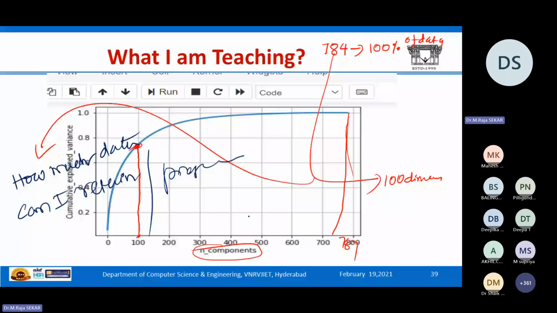I already discussed what explained variance is. Now, I would like to know how much data I can preserve if I reduce to 100 dimensions. In that case, just go to 100 and identify the corresponding point on this plot. Just go here. What is this value? It is in between 0.6 and 0.8. Let me assume it is 0.75.